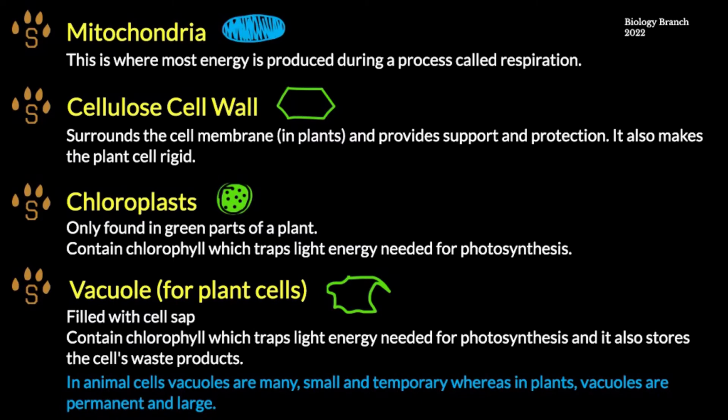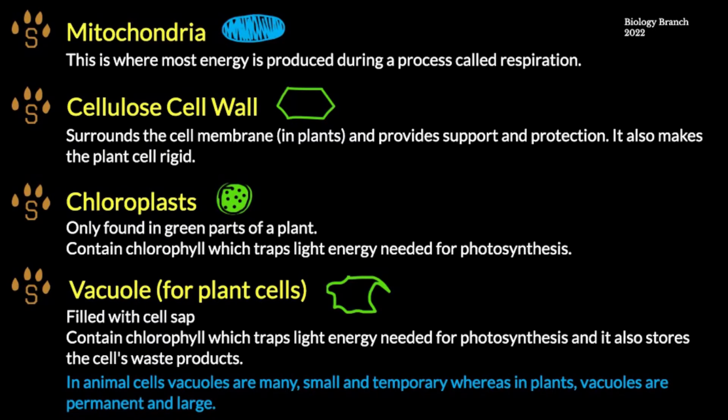Then we have the cellulose cell wall. This surrounds the cell membrane in plants and provides support and protection. So it's the one that's found in plants, not found in animals. It also makes the plant cell rigid. So it's important for it to be rigid. It will be strong, sort of. It won't be weak. So we go to the chloroplasts.